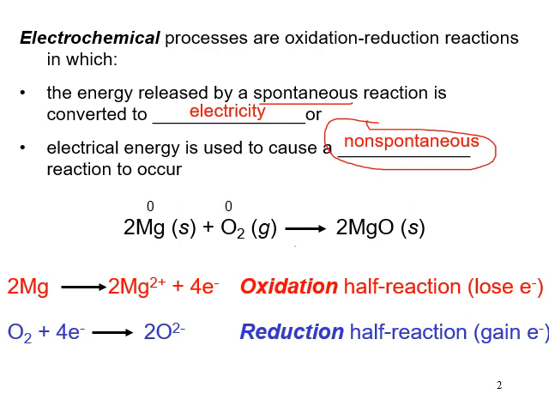You see the redox numbers showing up right here. Magnesium and oxygen, all elements, are 0. Magnesium oxide, +2 for magnesium, -2 for oxygen. So that's a redox process. Let's go to how to do redox numbers.